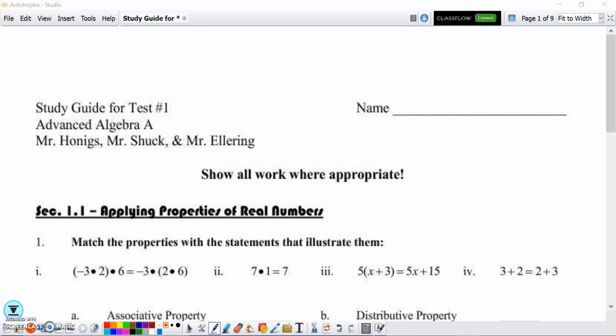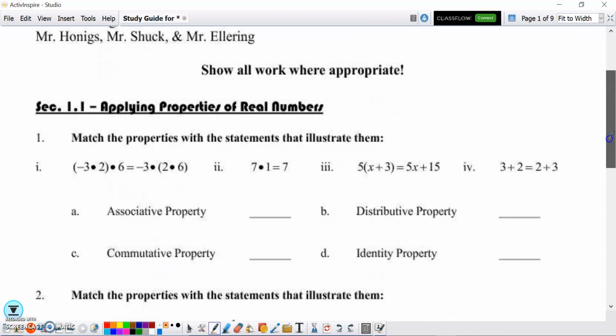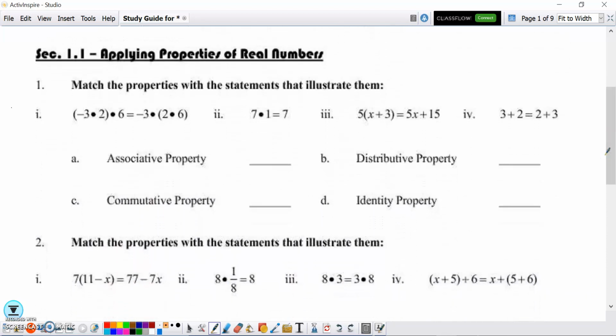Hello, ladies and gentlemen. Let us begin going over the study guide for the Chapter 1 test in Advanced Algebra. Section 1.1, Applying Properties of Real Numbers. So we're going to match the properties with the statements that illustrate them.